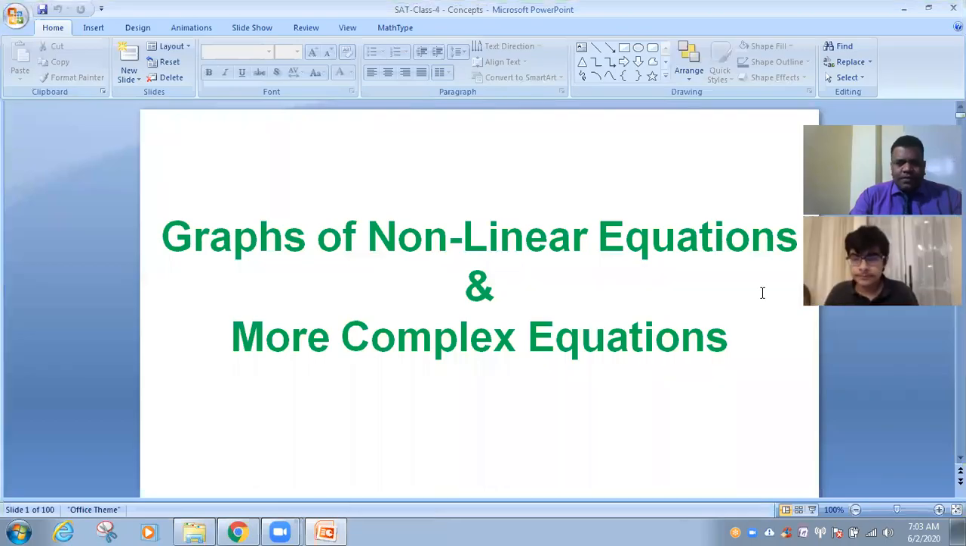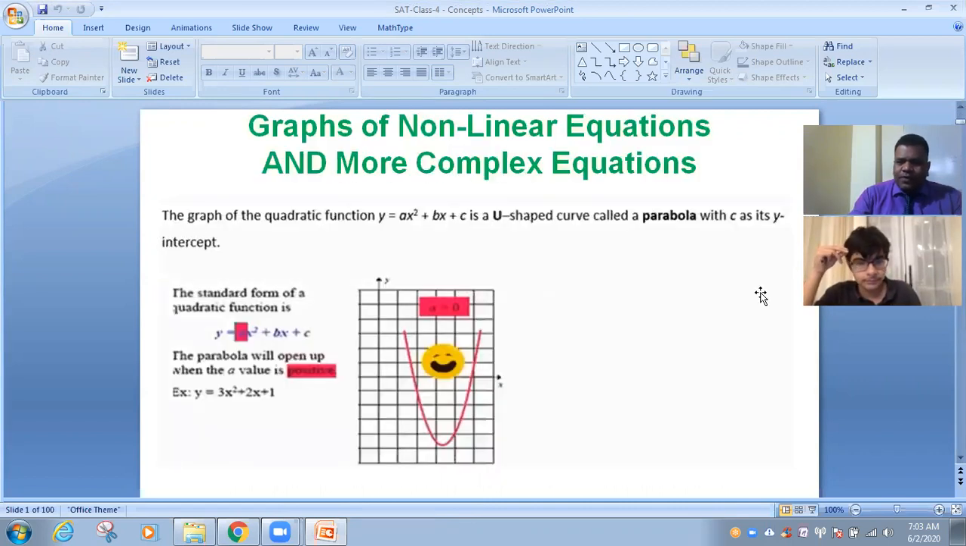So welcome to the class, and today we start graphs of nonlinear equations and more complex equations. So this topic, we are also going to see the nonlinear. Nonlinear could be a nonlinear graph, could be a parabola, could be a circle, or could be anything else. Okay, so we'll start with the first one. This is the parabola.